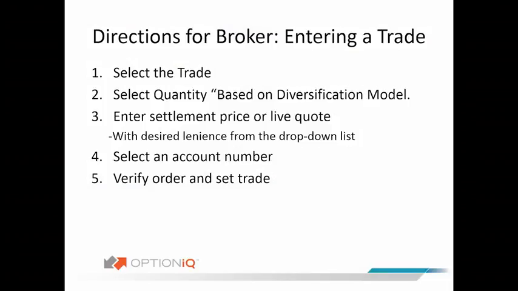Okay, so the next slide is directions for broker entering a trade. What I'm going to show you now is how to find a trade and then how to actually set that trade. We're going to go through this step by step. Number one, we're going to find a trade. We're going to go in and select the trade that we want to set. Number two, we're going to select the quantity. How many of those trades do we want to do? Do we want to just do one of them, or do we want to do 2 or 3 or 10 or 20? So we've got to select the quantity. Next, we're going to put in our pricing.